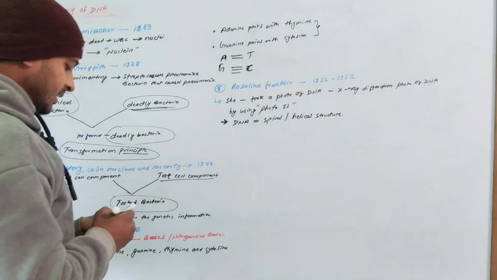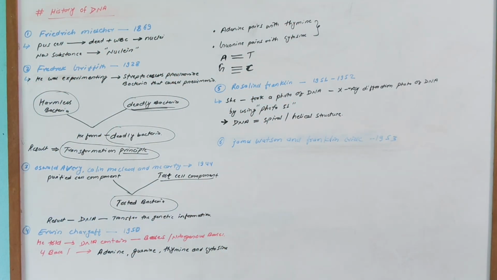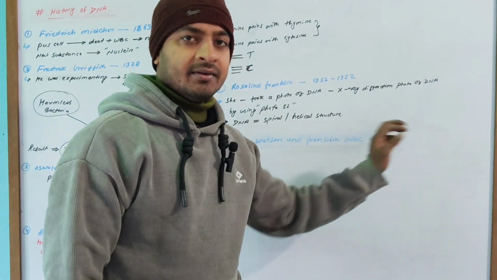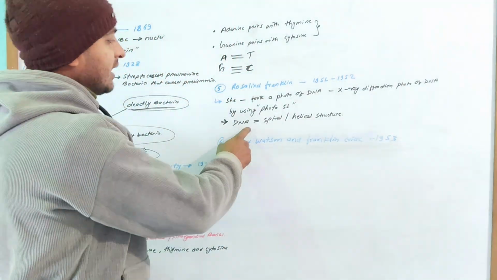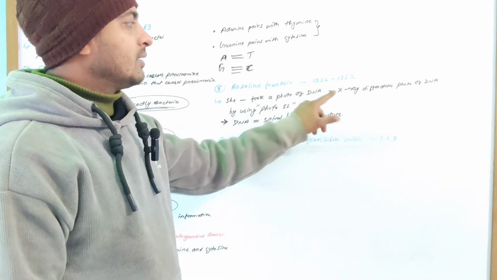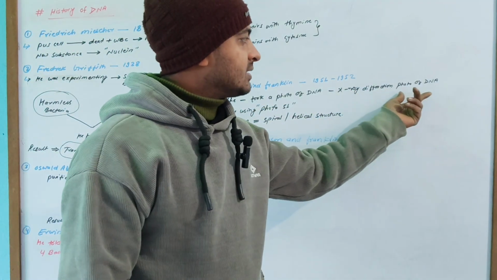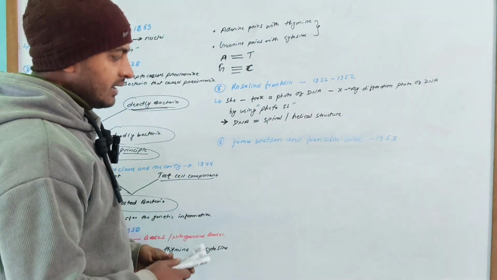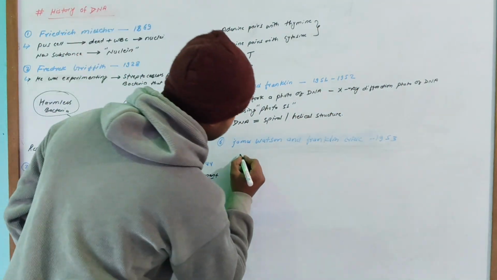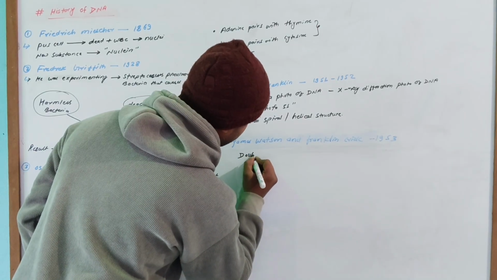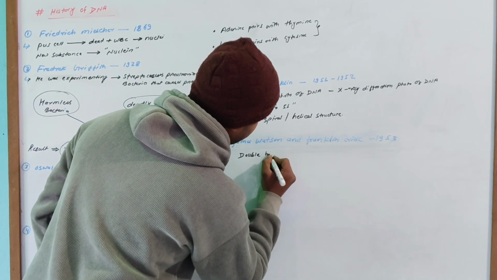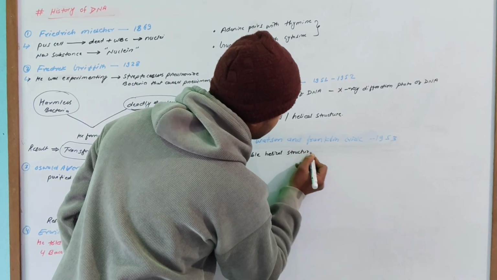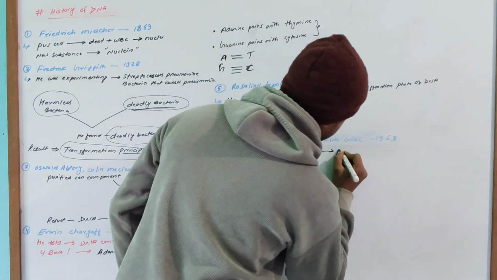Yes. After that, the sixth scientists were James Watson and Francis Crick. In 1953, they used the evidence of Franklin, the X-ray diffraction photo of DNA, and published that DNA is a double helical structure, and published it.